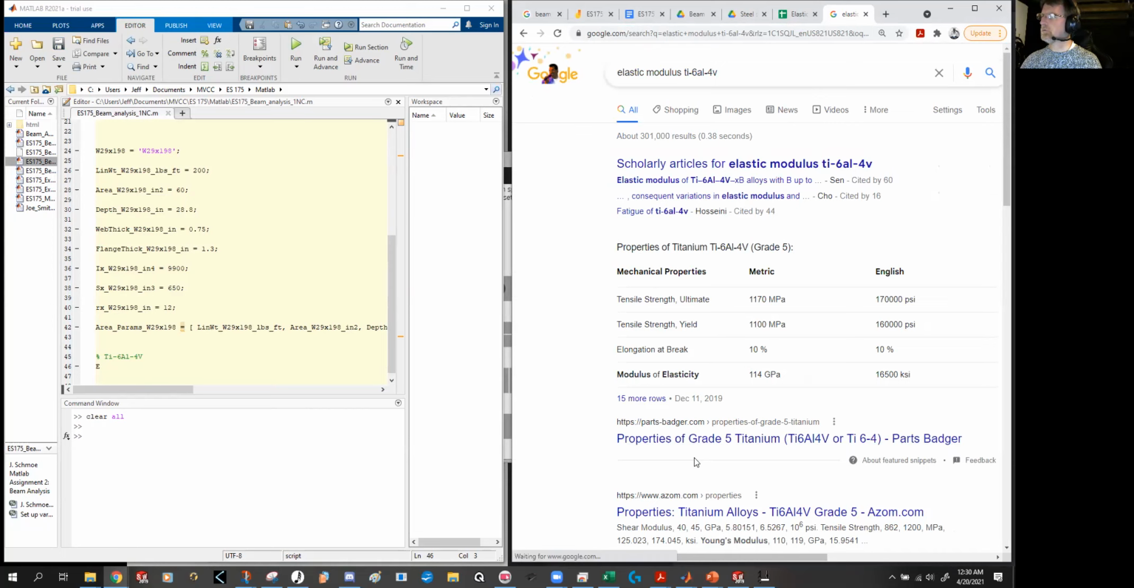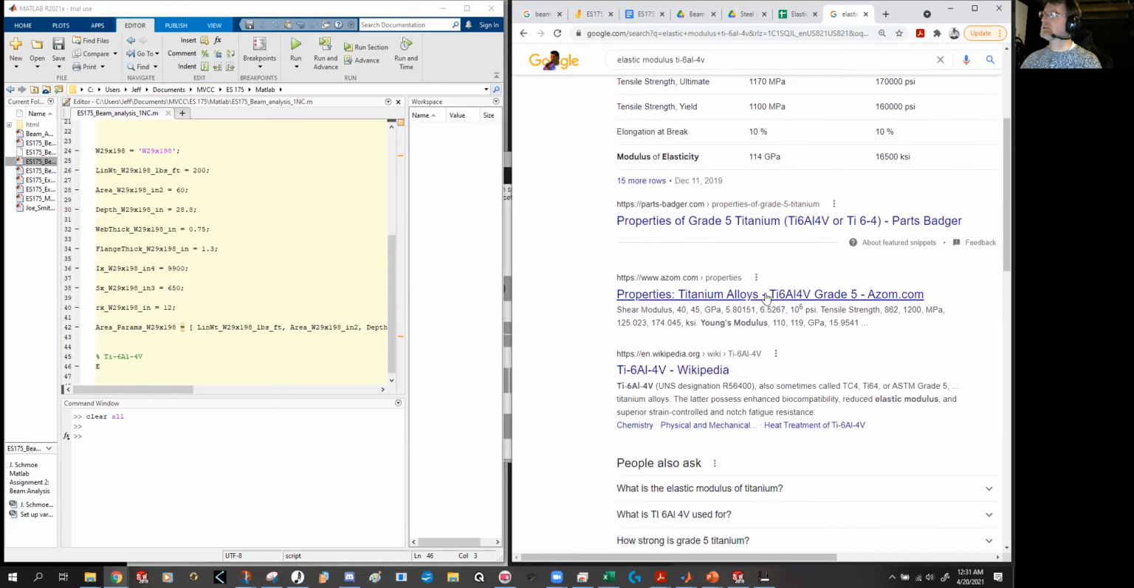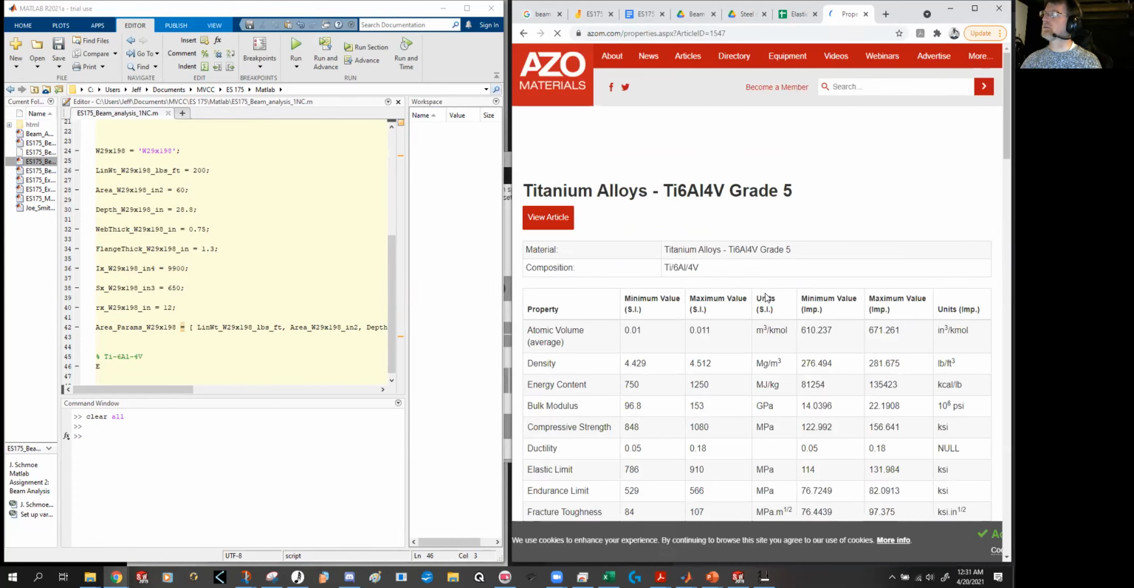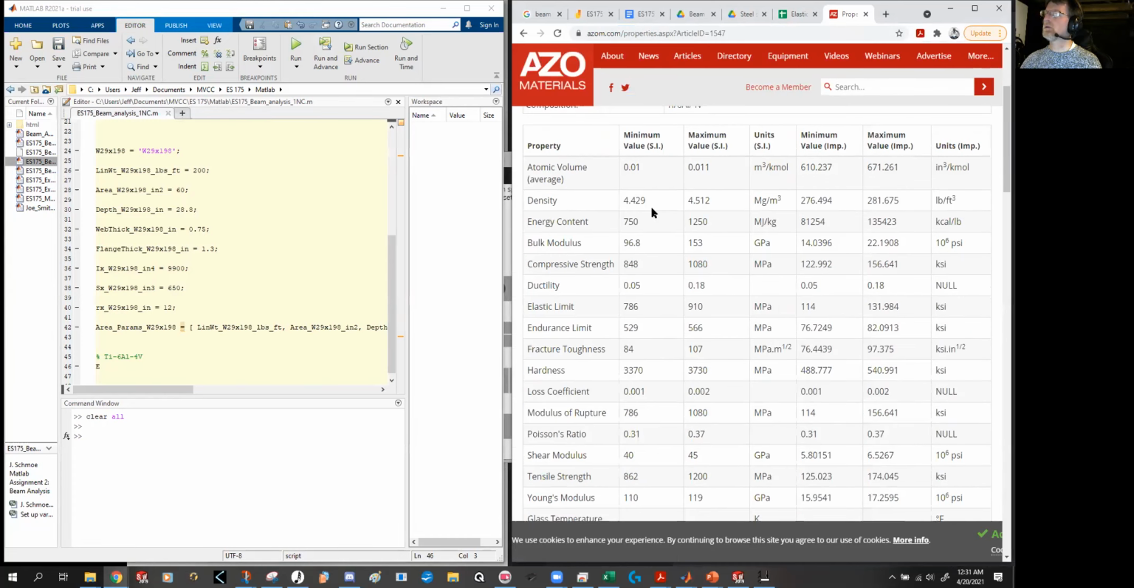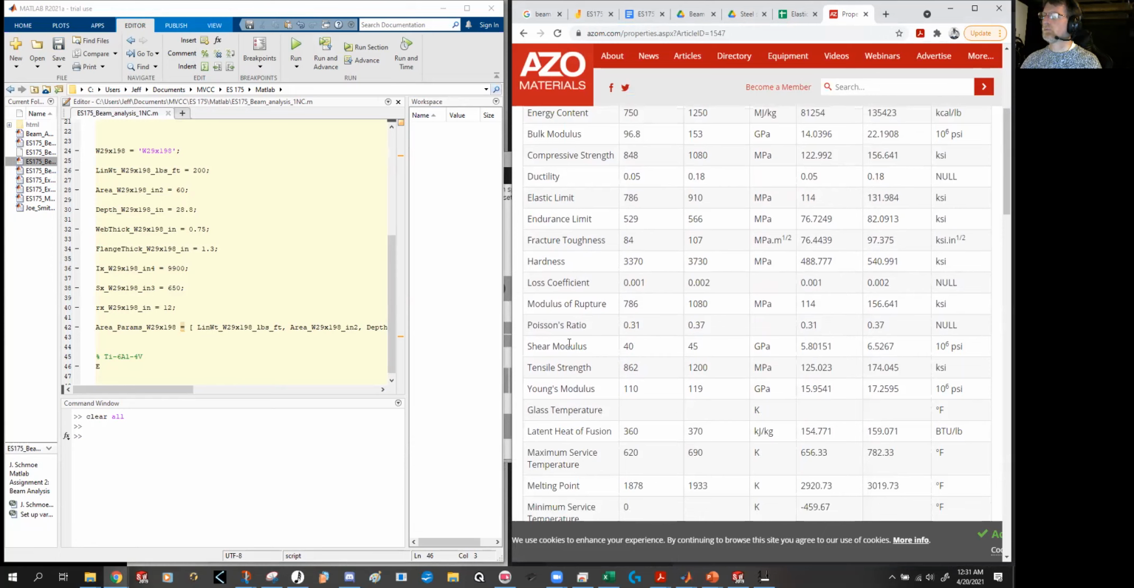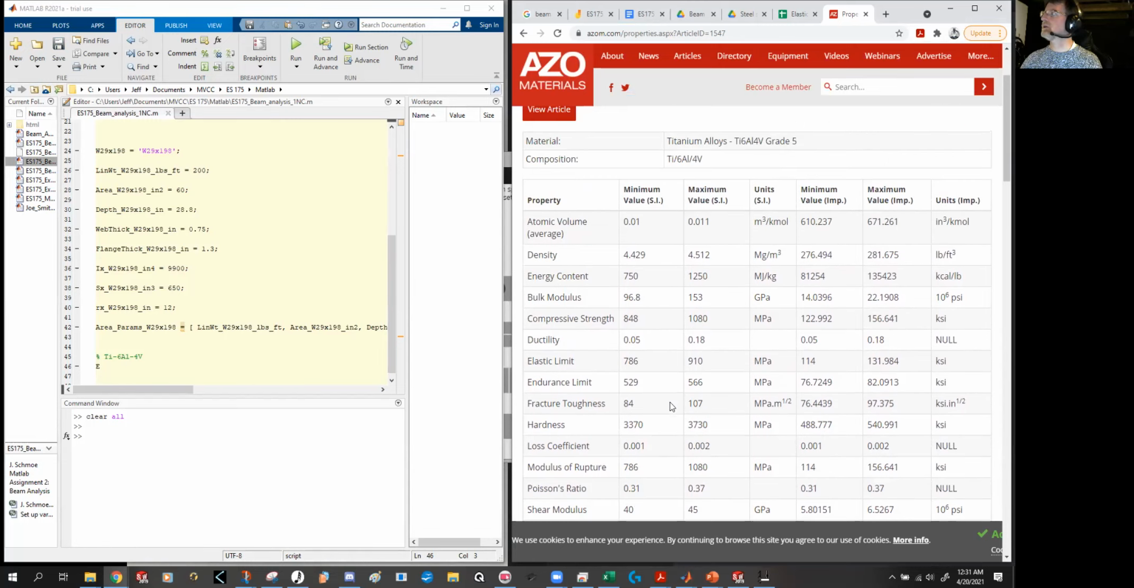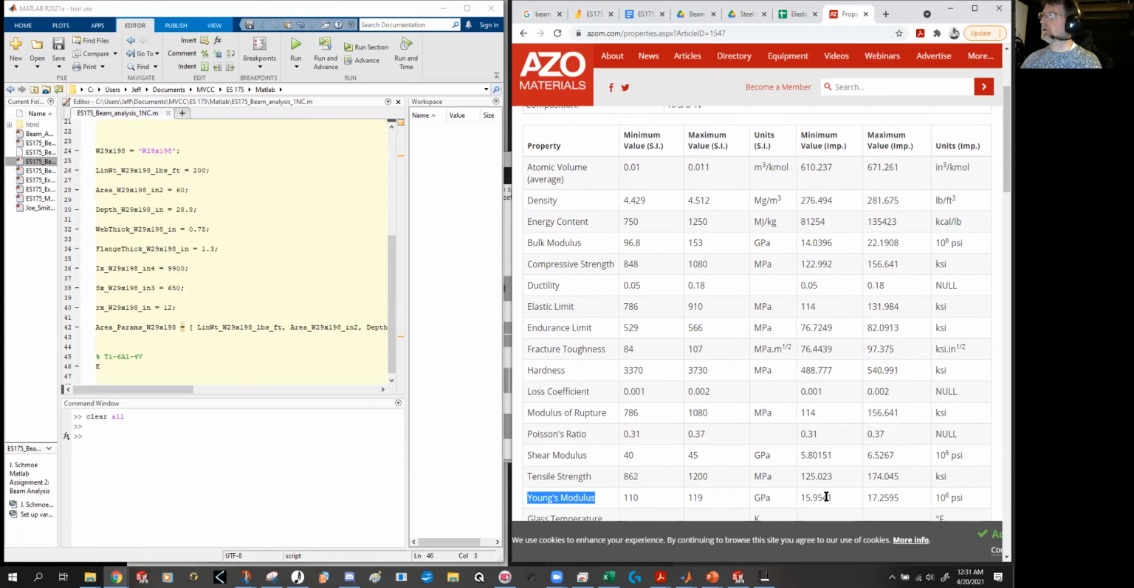And this is from Parts Badger. ASM is a pretty good place to get things. So here it is. Where'd it go? Young's modulus, okay? Like I said, sometimes they call it that, sometimes they call it something else. Okay, and these are all in minimum maximum value in imperial, or I call it US units. So it's anywhere from 15 to 17. Let's just call it 16.